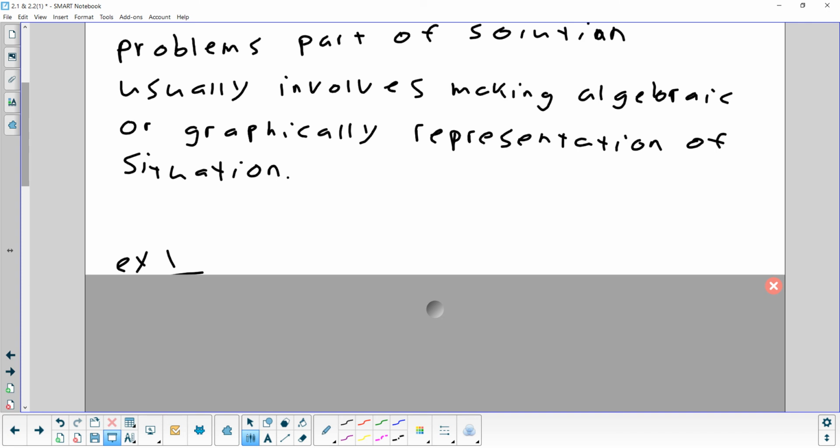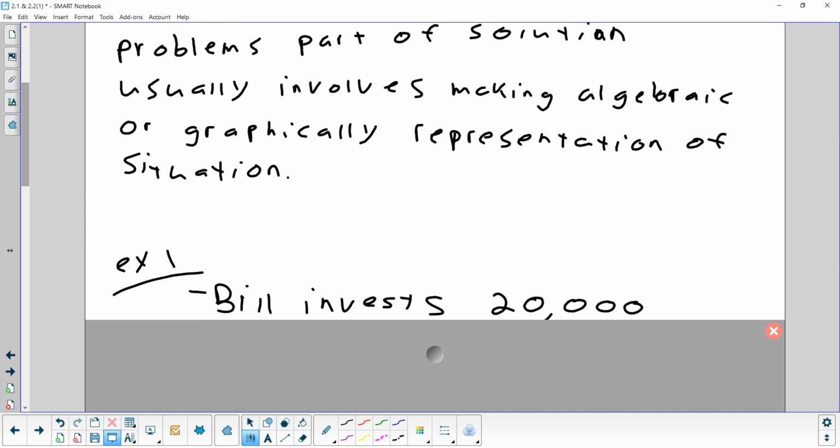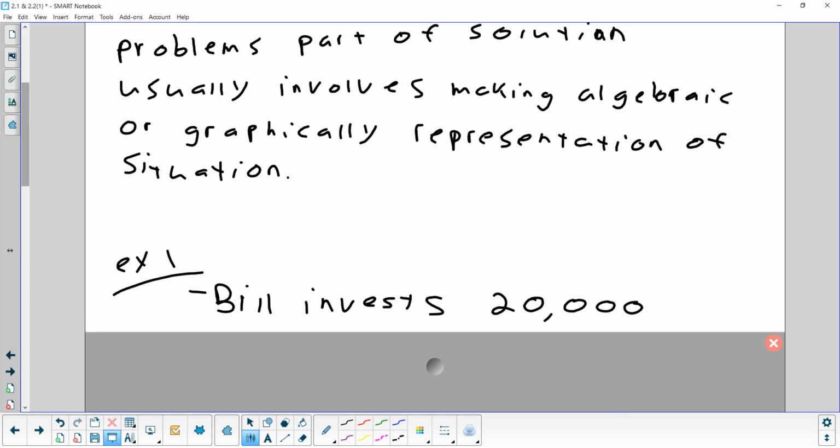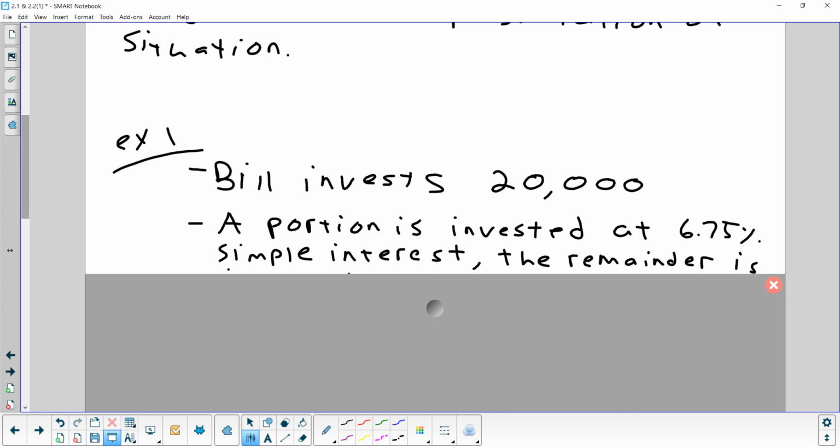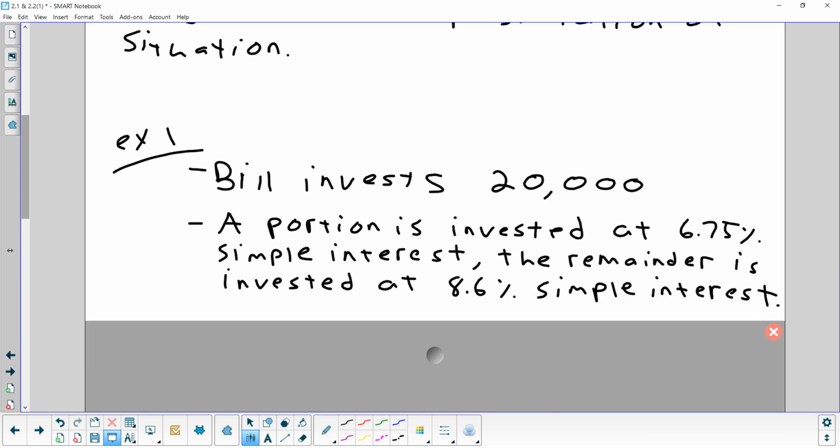And we've got a person that's going to invest money. He has an amount of money, and he's going to put it into 2 different investments. All right, so Bill's going to invest $20,000. And the 2 investments are the same type of investment. They're investments that pay what are called simple interest. And we're doing that because the formula for it, as the name sounds, is pretty simple. So he's going to invest some of the money at 6.75% simple interest, and the remainder of the money at 8.6% simple interest.